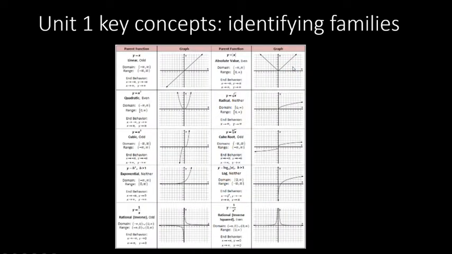Starting with Unit 1. In Unit 1, one of the big things that you needed to know how to do was identify function families, both graphically and just by looking at the function itself. So remember, a linear function looks like a line. And this would be something of the variety of f of x equals x, or f of x equals 2x, or f of x equals 3x, or f of x equals 2x plus 7. These would all be linear functions.